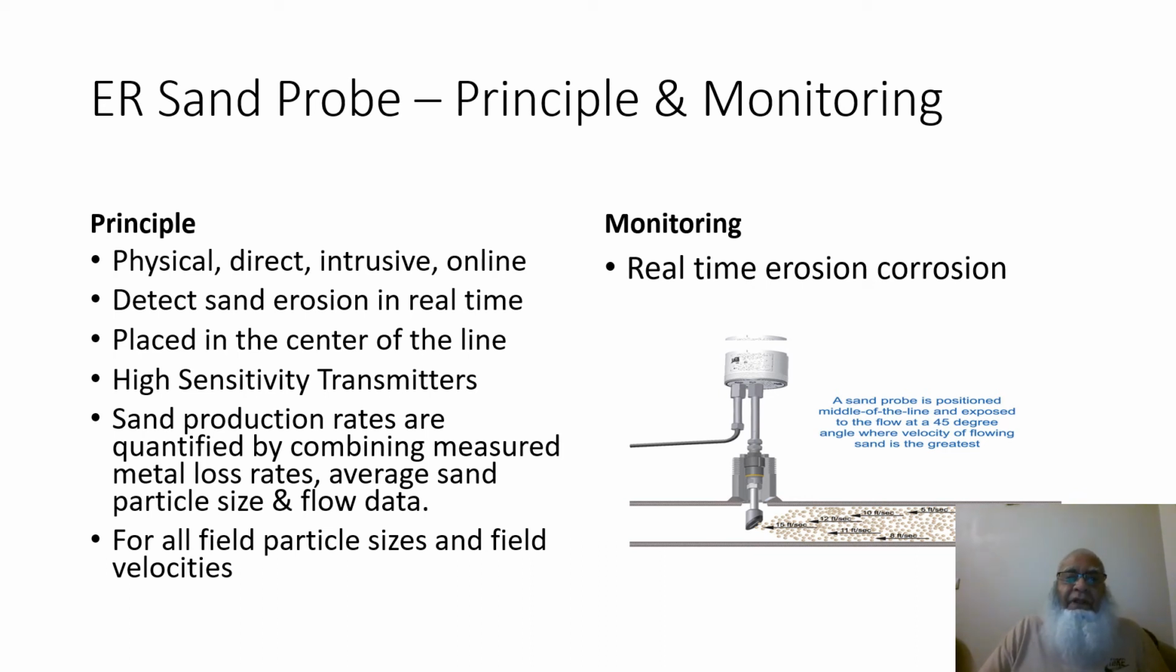Placed in the center of the line means that the sand probe is installed in the center of the line. It is highly sensitive to the transmitter system it has. Sand production rates are quantified by combining measured metal loss rates, average sand particle size, and flow data. It is applicable for all field particle sizes and field velocities. Its monitoring is real-time erosion corrosion data.